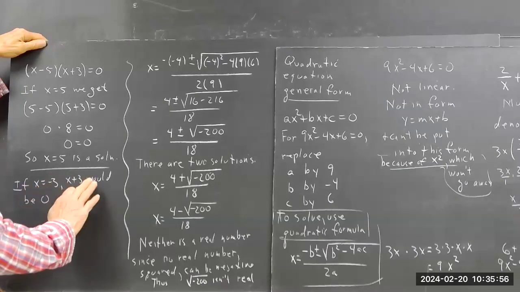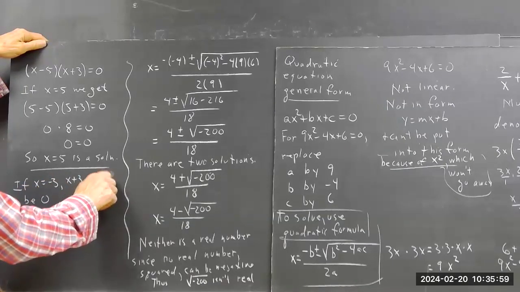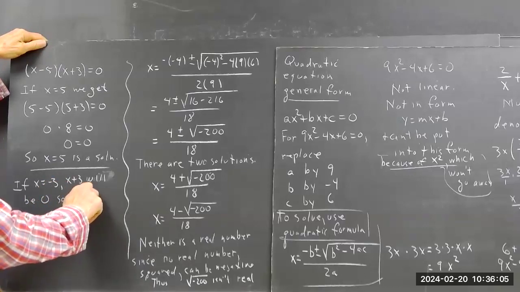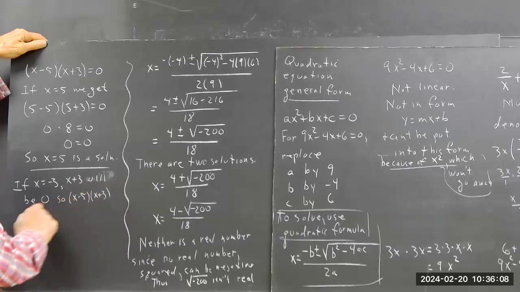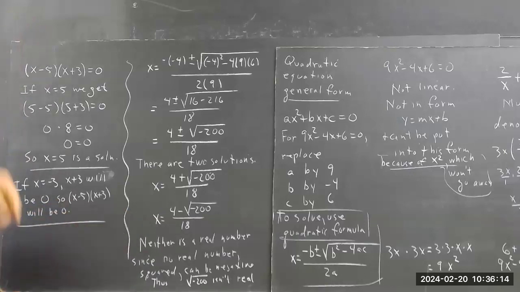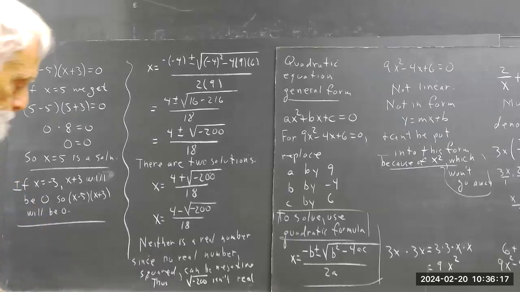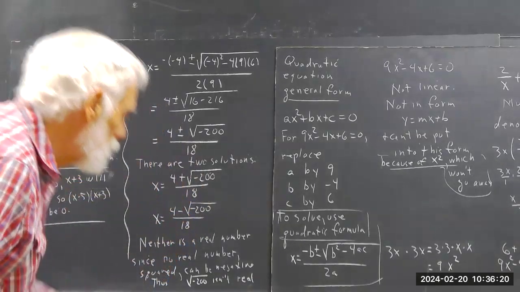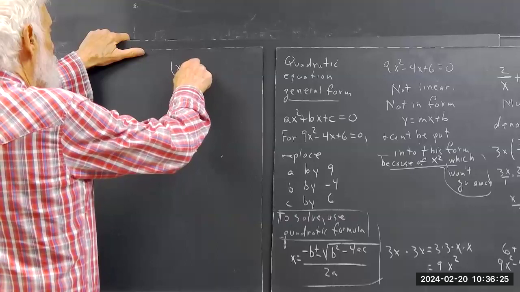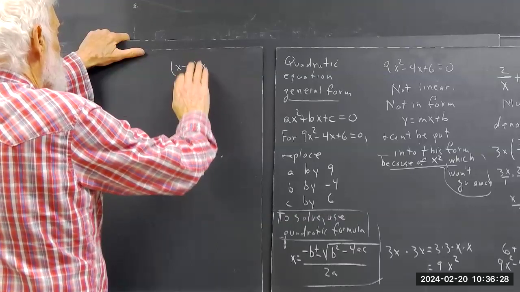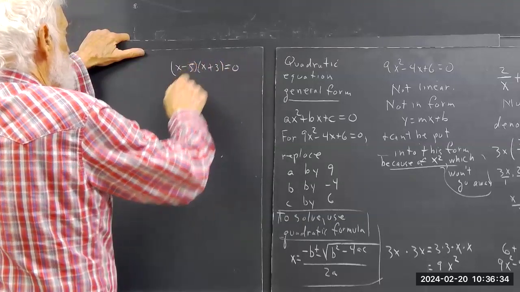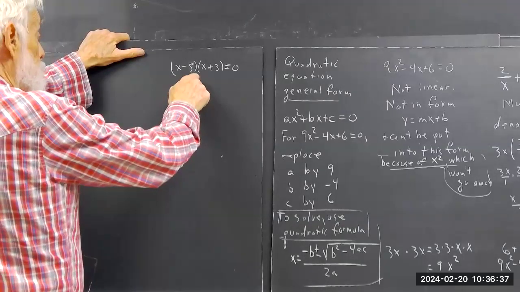X equals 3. Yeah, let's be about it. X plus 3 will be 0. Now, we can write this out a little more formally. Okay, so I've got the equation x minus 5 times x plus 3 equals 0. This splits into two equations.